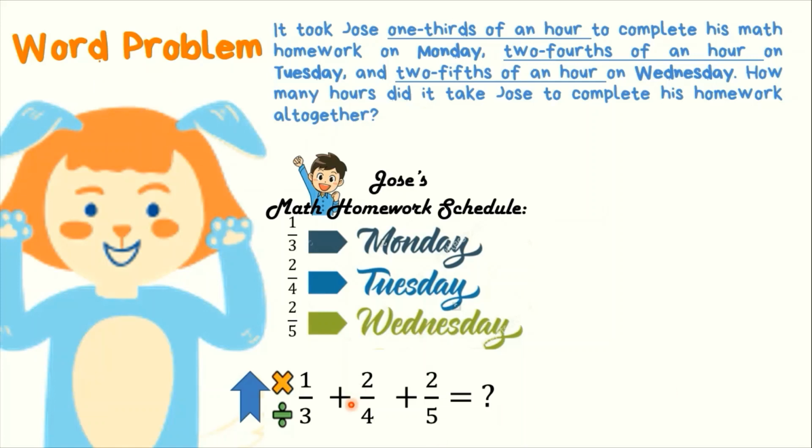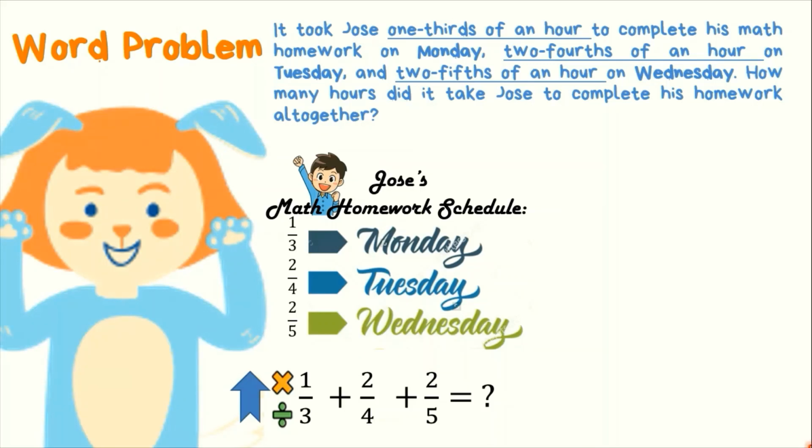Next, punta naman tayo kay 2/4. 60 divided by 4 is equal to 15. 15 times 2 is equal to 30. Kaya 2/4 is equal to 30 over 60. Punta naman tayo kay 2/5. 60 divided by 5 is equal to 12. Times 2, it's 24. Kaya naman 2/5 is equal to 24 over 60.